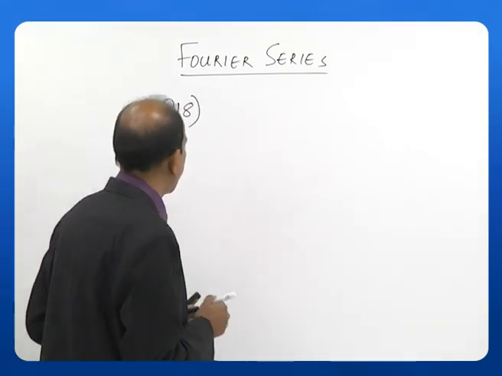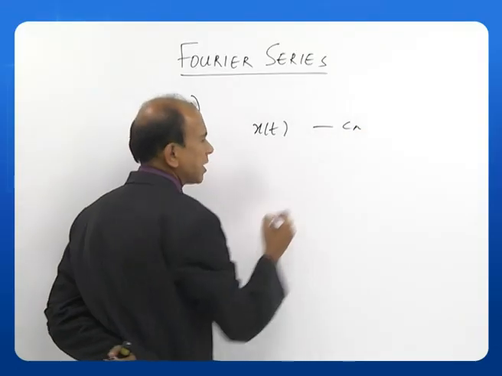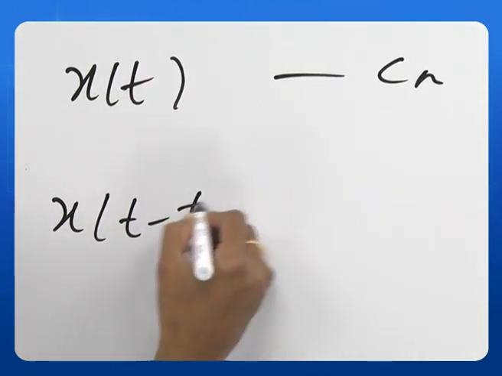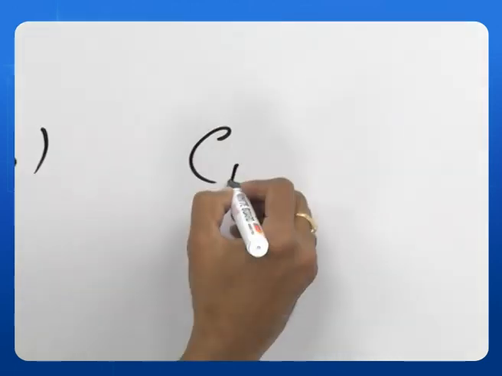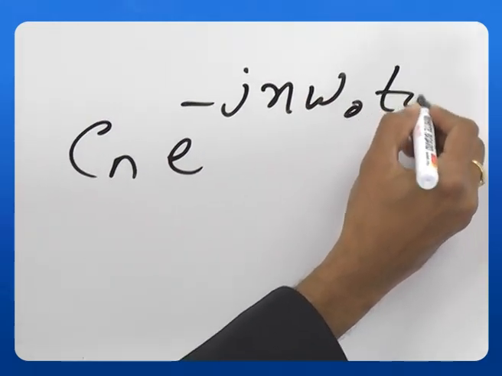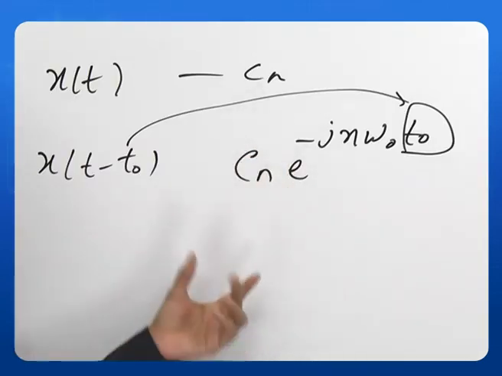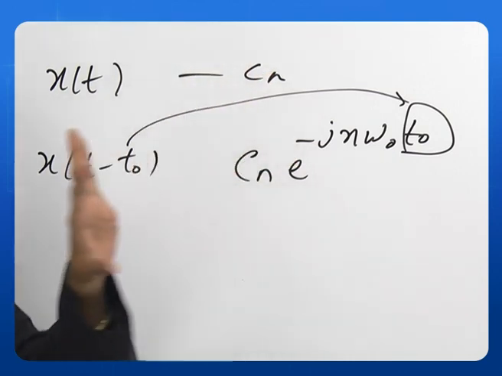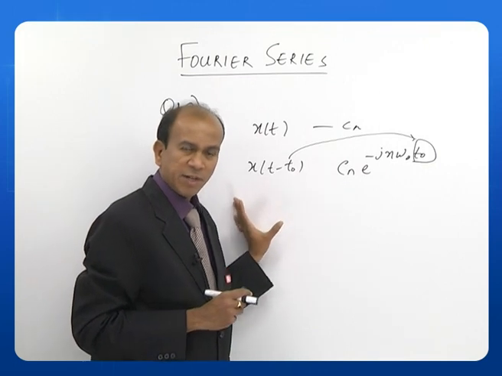So, let us say x of t has Cn as a coefficient in the exponential Fourier series. When this is shifted by a certain time, Cn will get multiplied by e to the power of minus j n omega naught t naught, where t naught is the time shift. The significant part is that the magnitude of Cn does not change. That means the coefficient of the complex exponential series does not change even if there is a shift. This is the formula for a shift in time signal.